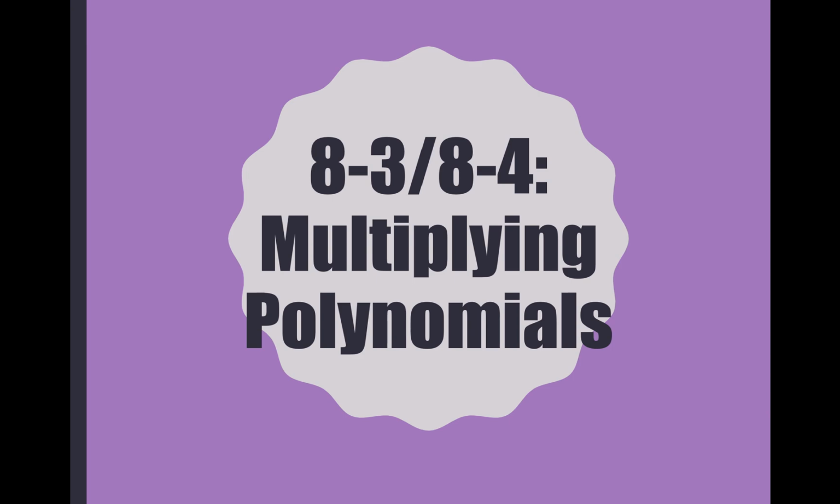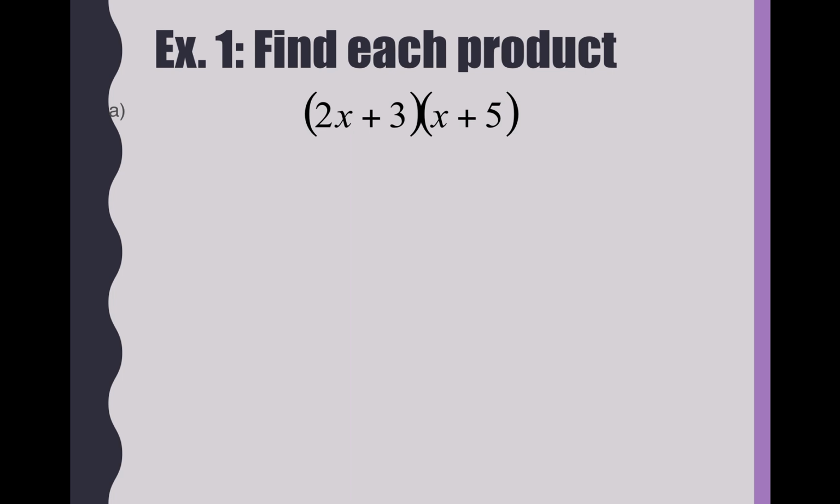Welcome. Today we're going to be focusing on sections 8.3 and 8.4 on multiplying polynomials. So let's take a look at example 1. It's saying find each product. Well, we have two polynomials, 2x plus 3 and x plus 5 that we're multiplying together.